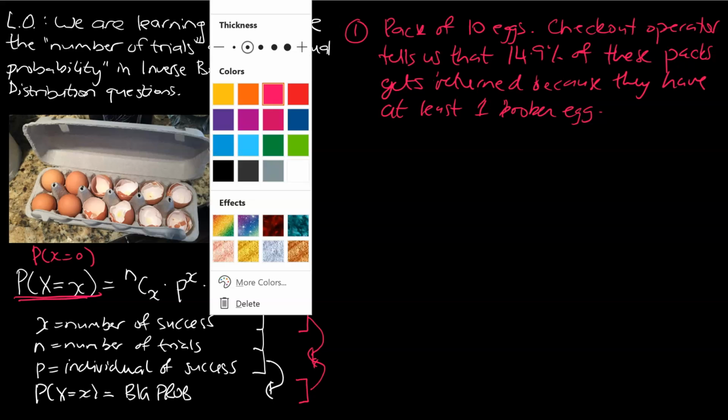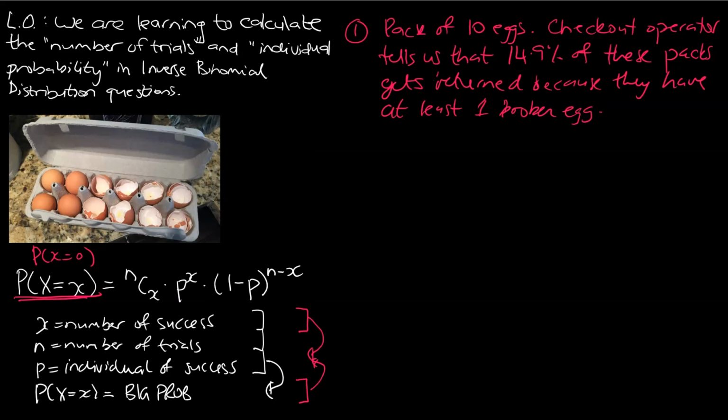So we'll just change pen colors, but this is a pretty typical inverse question. Just noting, a pack has 10 eggs, so we know that the number of trials is equal to 10. The checkout operator tells us that 14.9% of these packs get returned. And I just want to note these packs, that's the big probability because it contains 10 eggs. So that's the big probability. So what I'm going to write is the big probability of x being greater than 0, because they said at least 1, is 0.149.